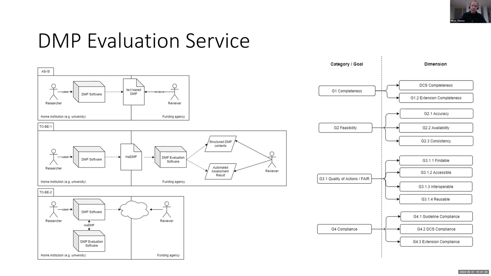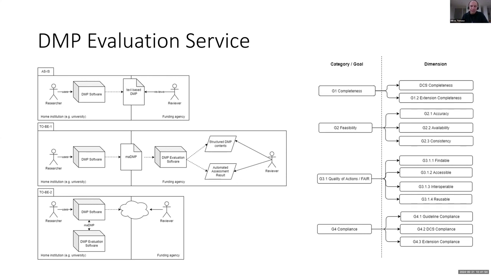The other scenario, which seems actually even more interesting, is this 2B2, which is at the bottom. So the DMP evaluation software runs at the side of the researcher. So when you're writing the DMP, when you're performing the action, this evaluation software tells you, okay, this is good, this makes sense, this makes you compatible with the requirements of your funder and so on.